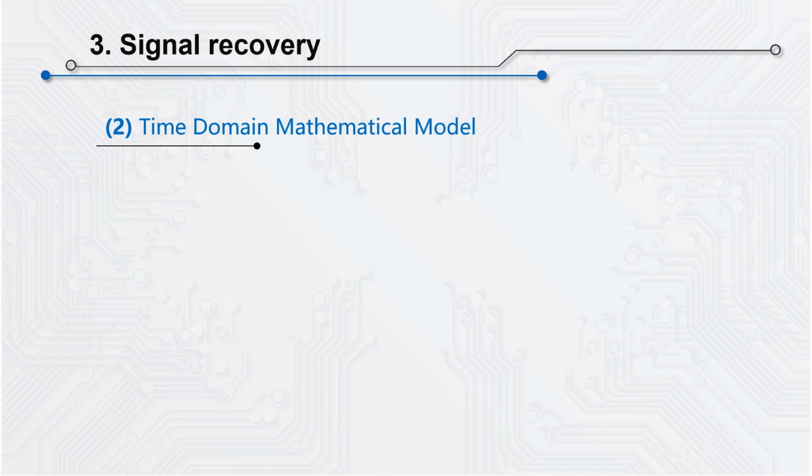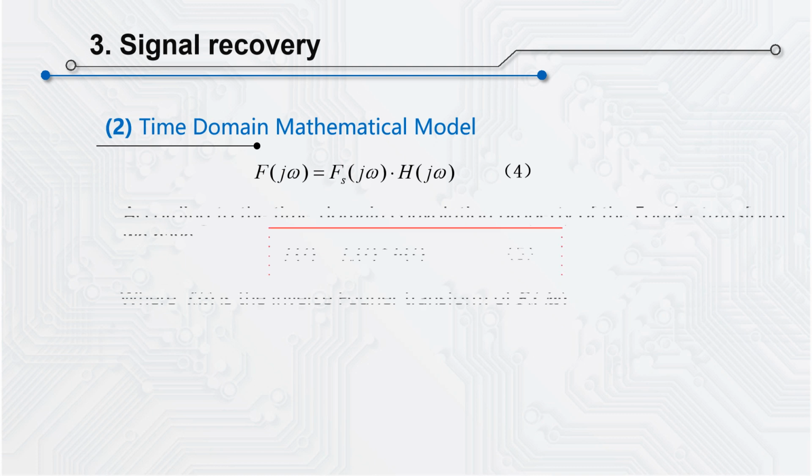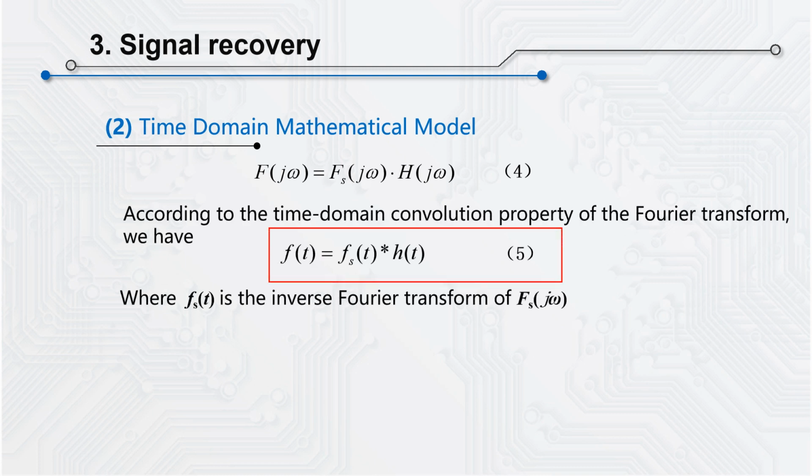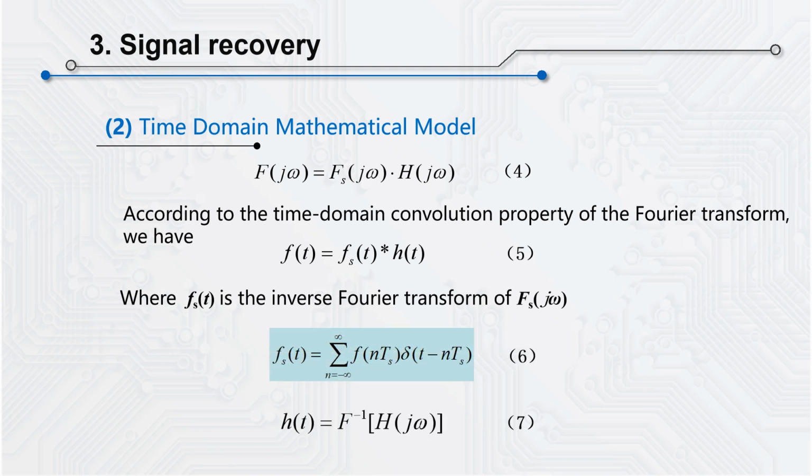Let's take a look at the mathematical model of time domain of signal recovery. In frequency domain, the signal recovery is equal to Fs times H. According to what we have learned before, the convolution in time domain corresponds to the multiplication in frequency domain. Therefore, the mathematical model of the time domain of this signal recovery is Formula 5. f(t) is equal to the convolution of sample signal fs(t) and h(t), where h(t) is the inverse Fourier transform of H(jω).